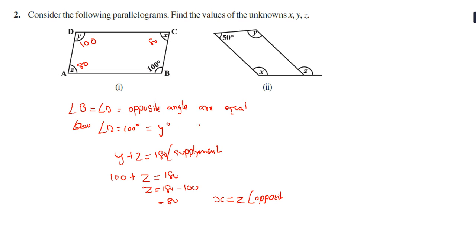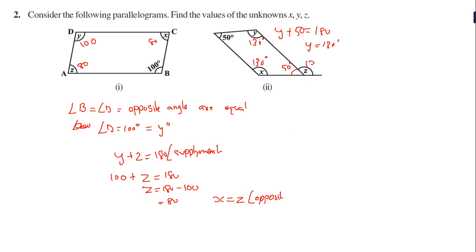So all sums are easy. Now here again 50, so we can say it is also 50. Sum of adjacent angles is 180. So Y plus 50 is equal to 180. So Y is equal to 130 degrees. So here it is 130 degrees. Again here it is 130 degrees. So 130 degrees, 130 degrees, 50 degrees and 50 degrees.